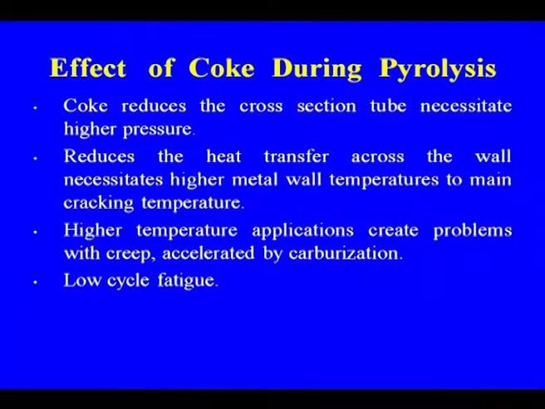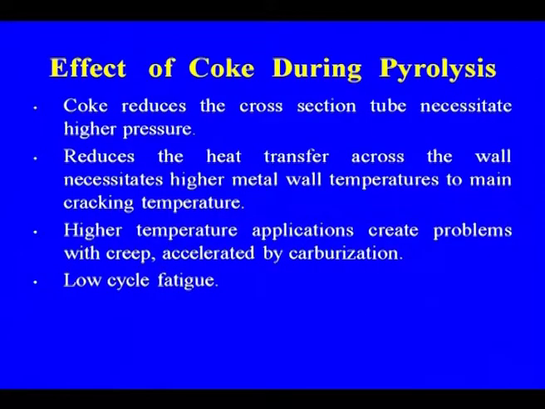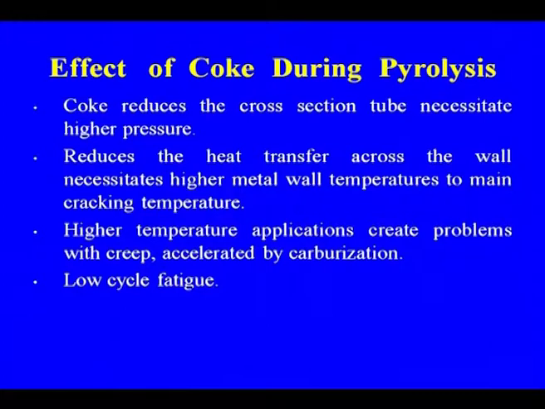The coke reduces the cross section of the tube and necessitates higher pressure. What will happen if coke is deposited inside the tube? It will increase the outside temperature of the tube. At the same time, there is a high pressure drop, and higher pressure is required, which reduces the heat transfer across the wall and necessitates a higher metal wall temperature to maintain the cracking temperature. Because you need the higher temperature, the tube skin temperature, or outer temperature, will increase. Higher temperature creates problems with creep accelerated by carbonization, and low cycle fatigue. These are some of the problems which may arise because of coke formation in the tube.